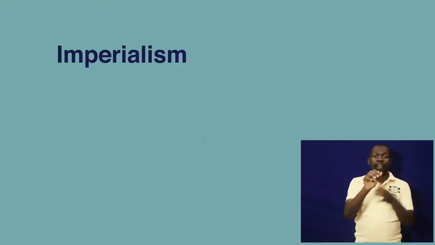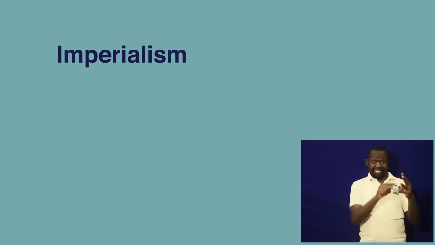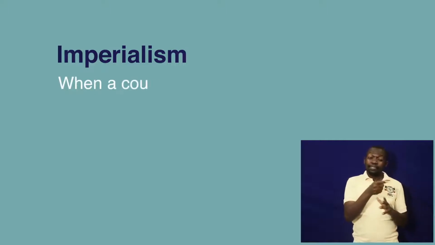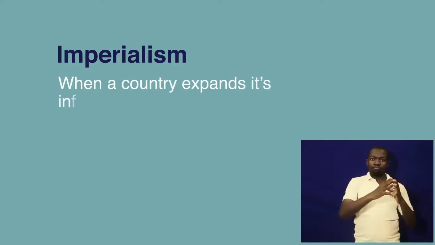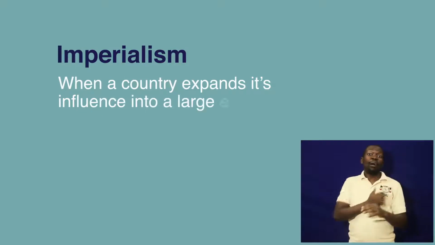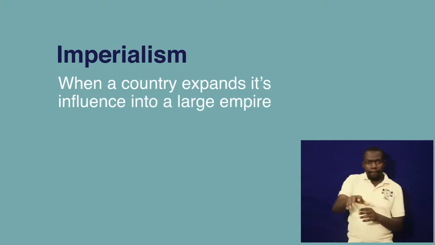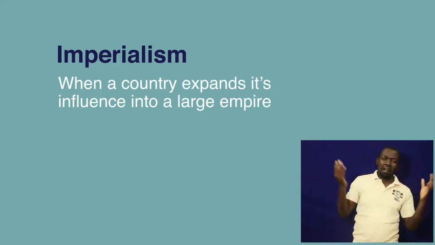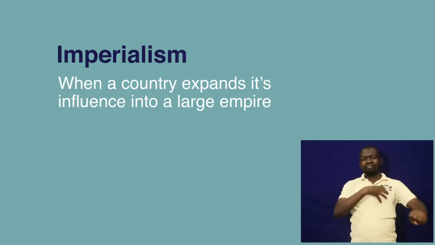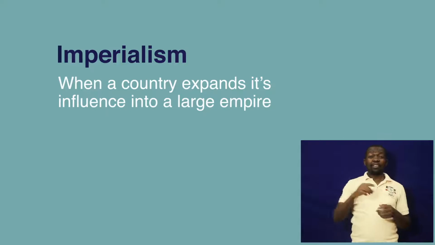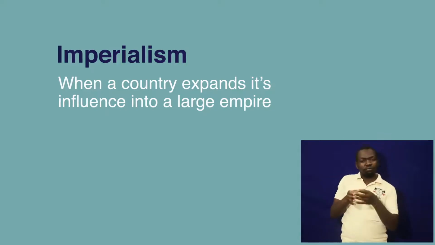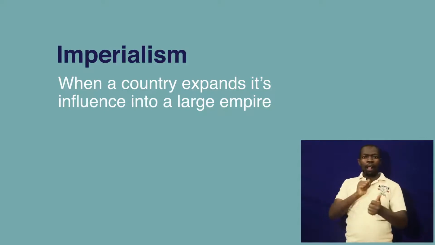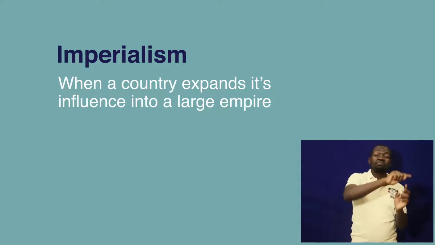Another cause, imperialism, the I. Imperialism also caused the war. Imperialism is when a country expands its influence and power into a large empire. Some European countries, such as France and Britain, had created large worldwide empires and had become very rich. Other European countries, such as Russia and Germany, wanted to create their own vast empires. This caused competition and conflict between many of the countries throughout the world.